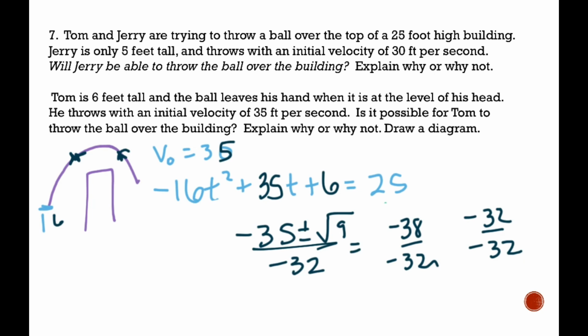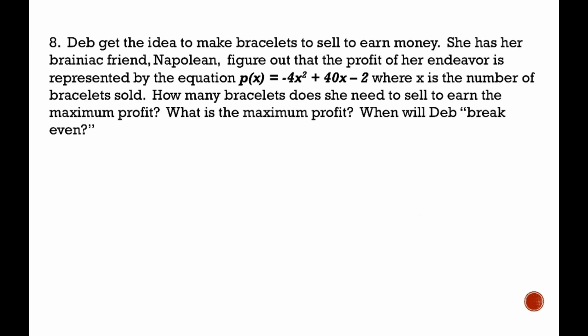And then the last question: Deb gets the idea to make bracelets to sell to earn money. She has her brainiac friend Napoleon figure out that the profit of her endeavor is represented. A lot of times profits will be represented by quadratic equations because you make a profit, and then at a certain point you're not making a profit anymore because the cost is not worth it, or you're not selling enough, or the demand is not enough, or whatever. X is the number of bracelets sold. So how many does she need to sell to make a maximum profit?